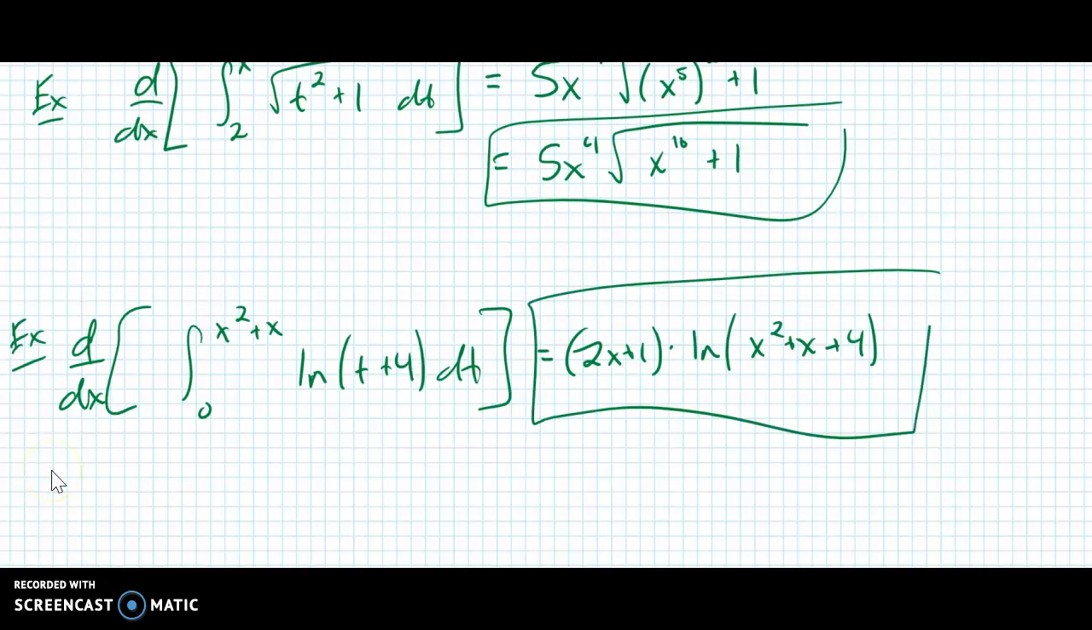Two places these typically show up: AP FRQs, and in application problems, they'll be embedded into a problem.